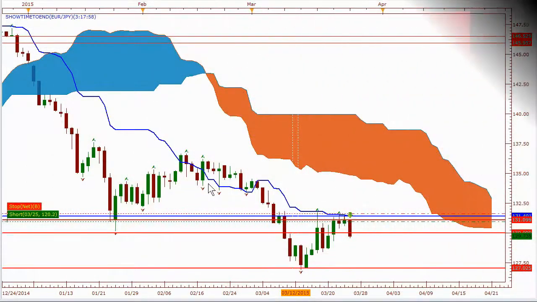Alright traders, I'm back again with another video, and today I want to take time to just show you a live trade that I'm in with the Ichimoku system. This is the Euro Yen that we're looking at right now on the daily time frame, and I want to show you the trade that I entered.